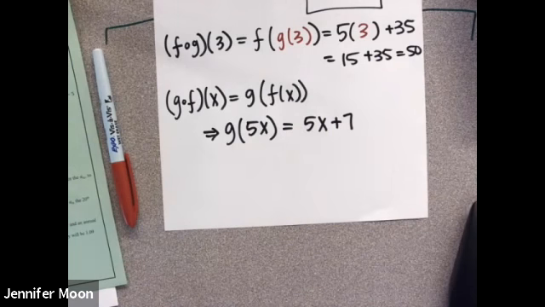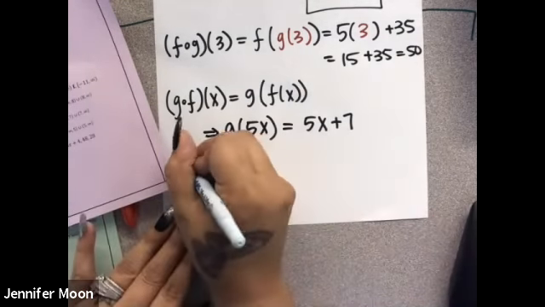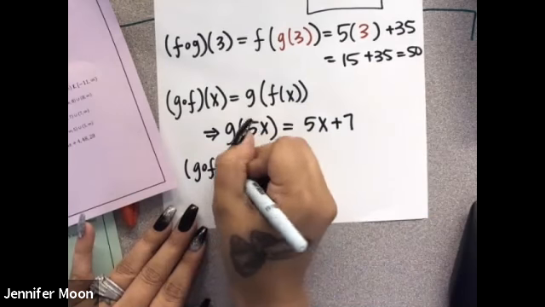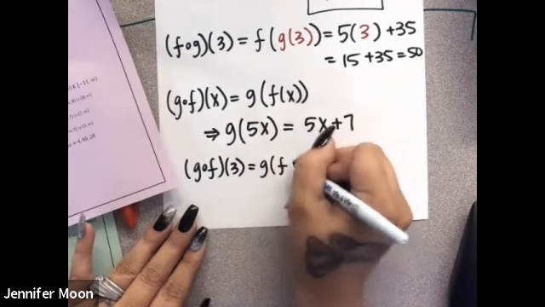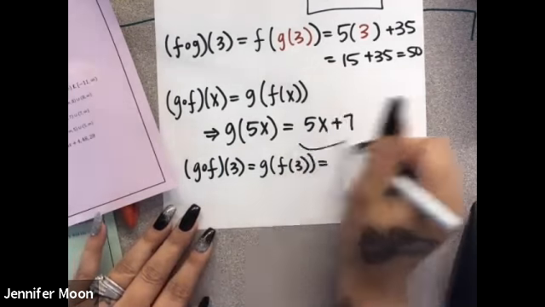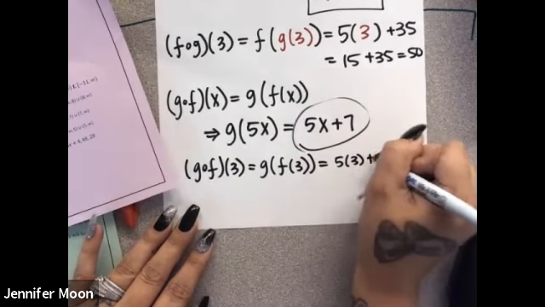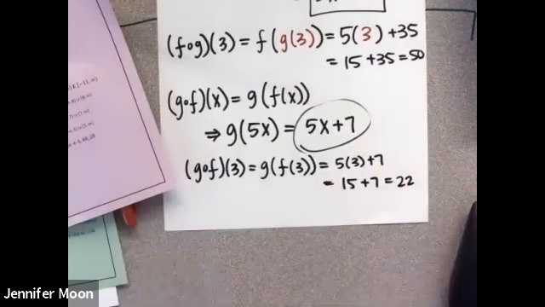Okay, so after you find that, they want you to find g of f of x, I'm sorry, of 3. I don't know why I said that. I was trying to read at the same time. Now they want me to find my g of f of 3, which I can just plug my 3 into what I just solved, and I would get 5 times 3 plus 7. 5 times 3 is 15, plus 7 would be 22.